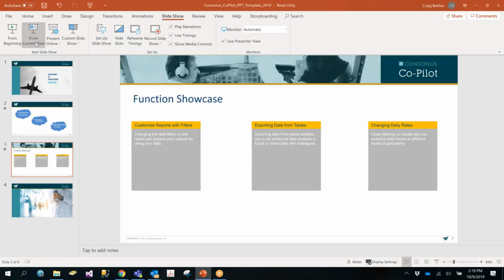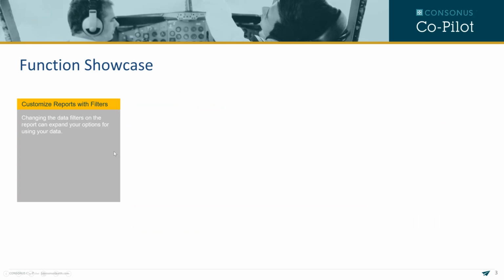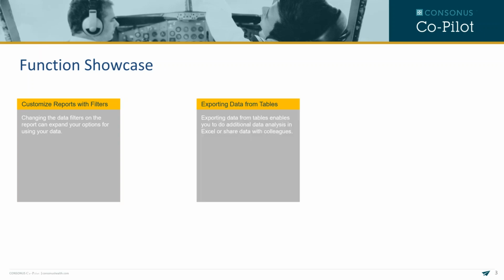So let me go back to the slideshow here. So we just talked about customizing reports with filters. The PDPM reports are not the only reports that you can do that with. Just by changing the filters, you can look at a wide variety of different things. So rather than looking at a short stay readmission, by changing the filters and changing the payers, you can look at a long stay readmission as well. So there's a lot of options out there.